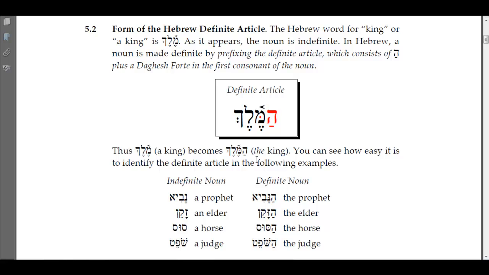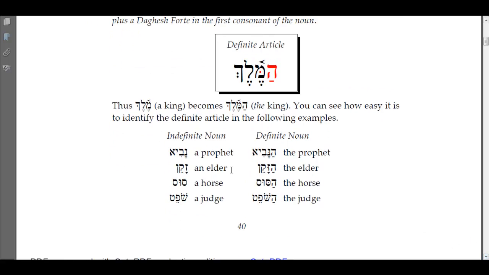So you can see how easy it is to identify the definite article in the following examples. To the left here we have navi, a prophet. But when we put a definite article into it, all we do is add the hey, the patach, and the dagesh in the nun. And it becomes ha-nnavi.